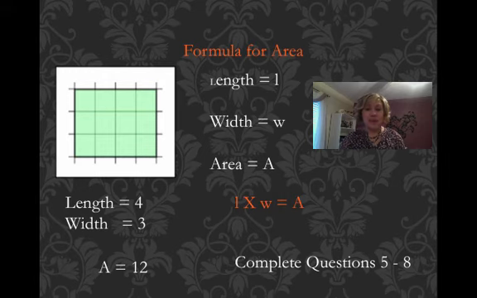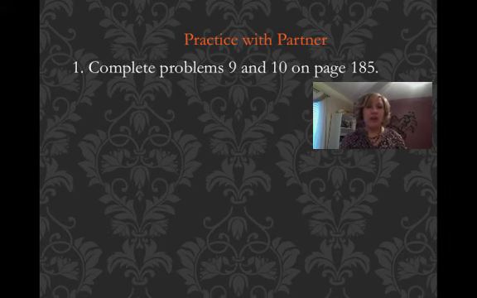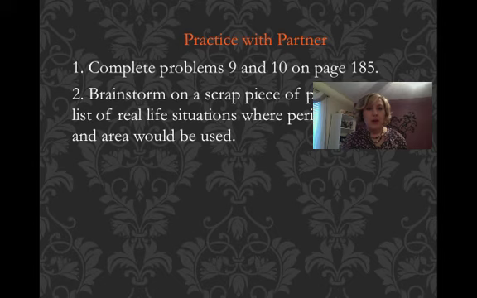All right, by this time, you've probably had time to complete your problems. So now it's time for some practice more independently. So the first part is going to be with a partner. So after I give these instructions, I'm going to have you make eye contact with that person. So you'll have a chance to go around the room and work together. So what you're going to be doing is first completing problems 9 and 10 on page 185 in your math journal. So that will give you a chance to look at some problems where you're going to do both perimeter and area. And number 2, on a scrap piece of paper, so grab one in the back, I would like you to brainstorm some real life situations where perimeter and area would be used.